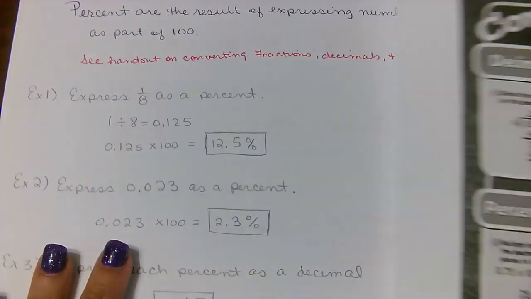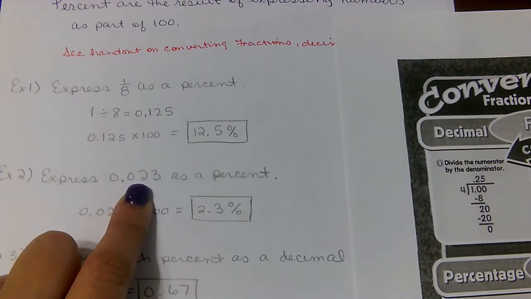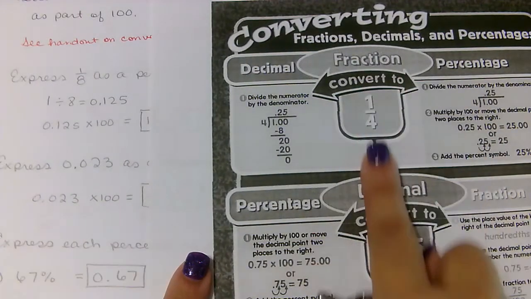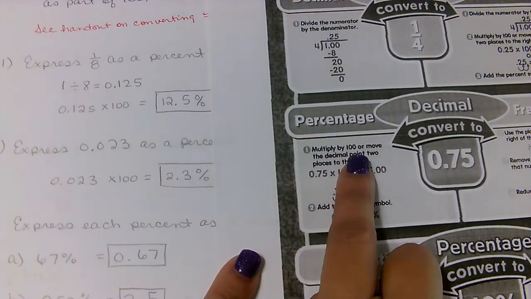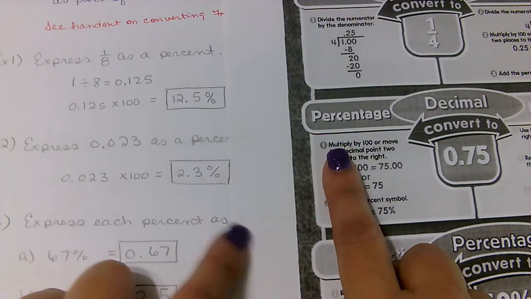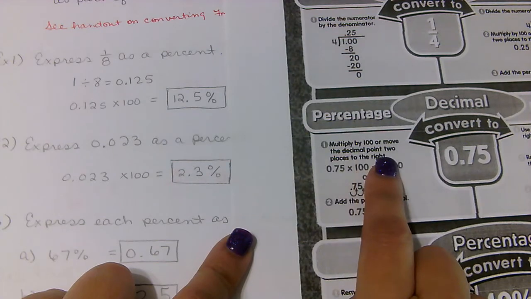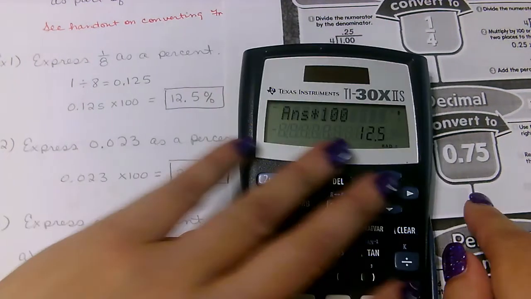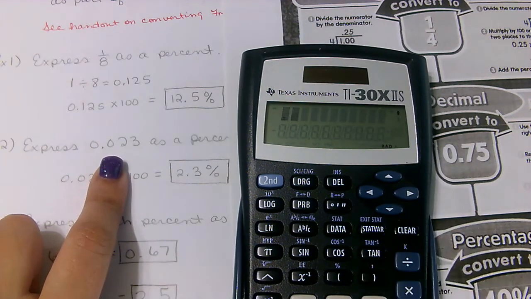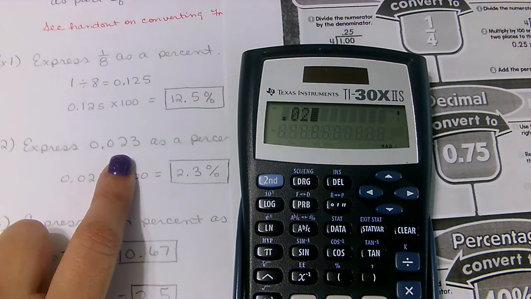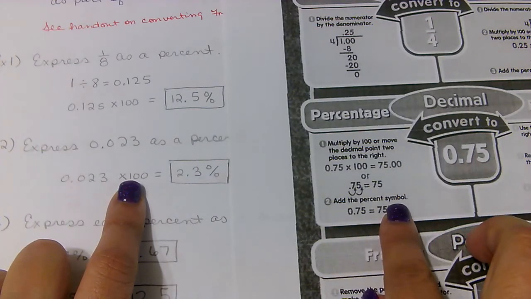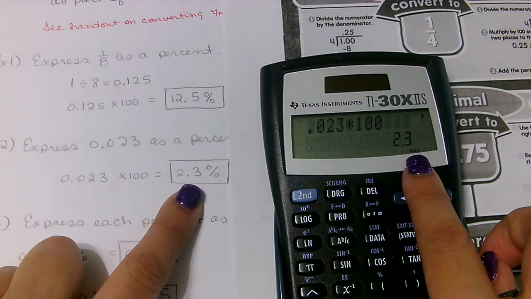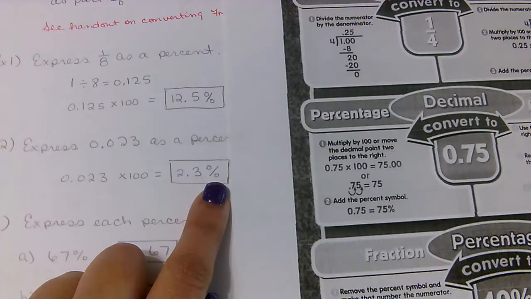Right. Number 2 says express this decimal as a percent. So now we're given a decimal right here and we want to write it as a percentage. So we're going to follow these sets of instructions. It says to multiply by 100, or you can move the decimal 2 places to the right. Right? So I'm going to start with this one, 0.023. I'm going to times it by 100. Okay. Then it says add a percent symbol. So here I got 2.3 and then I added my percent symbol. Okay.